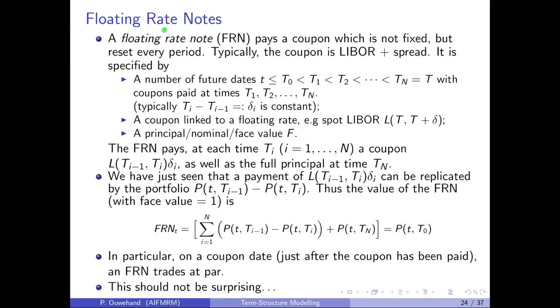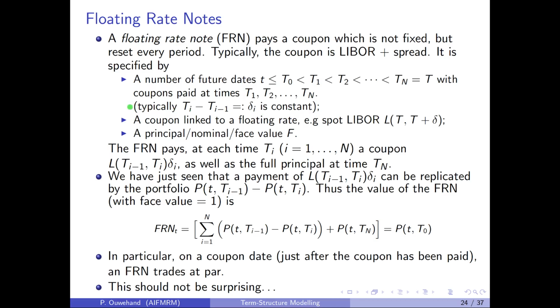Next, we look at floating rate notes. A floating rate note, or FRN, pays a coupon which is not fixed, but which is linked to a reference rate which is reset every period. Typically, the coupon is LIBOR, possibly plus a spread. Such a contract is specified by a number of future dates, from t0 up to tn, where the coupons are paid at times t1 up to time tn. Typically, the time interval between coupon payments is constant, modulo day count conventions.